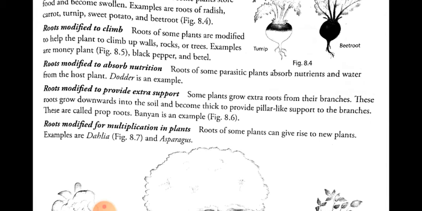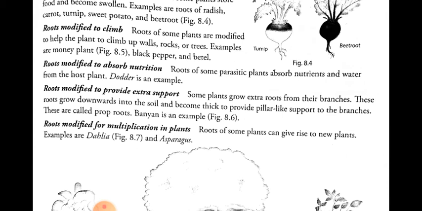The next function of the root is that it is modified to provide extra support. In some plants, roots come out of the branches and provide a pillar-like support to the plant. Such roots are also called prop roots, as in the case of the banyan tree.